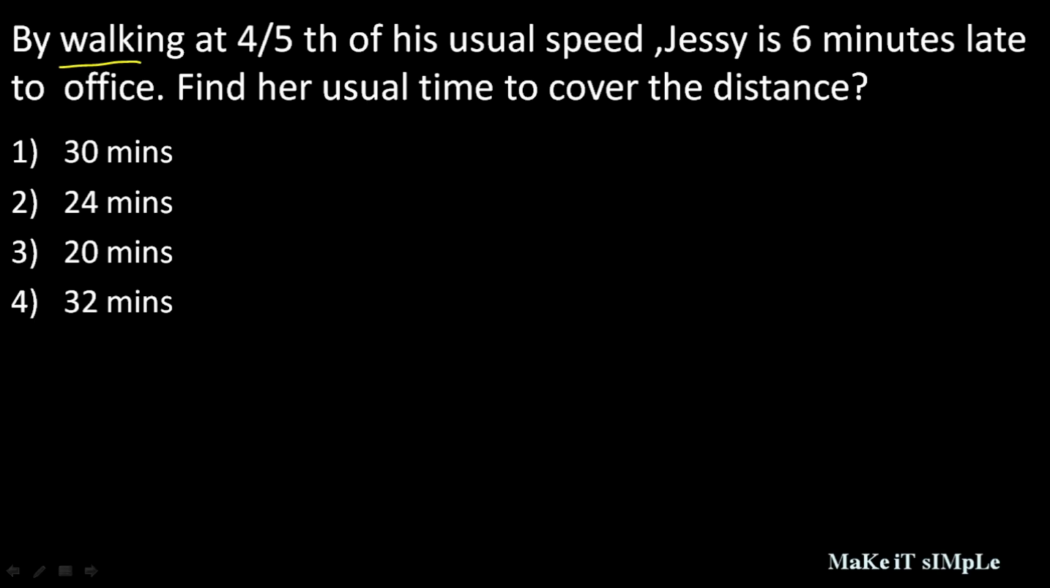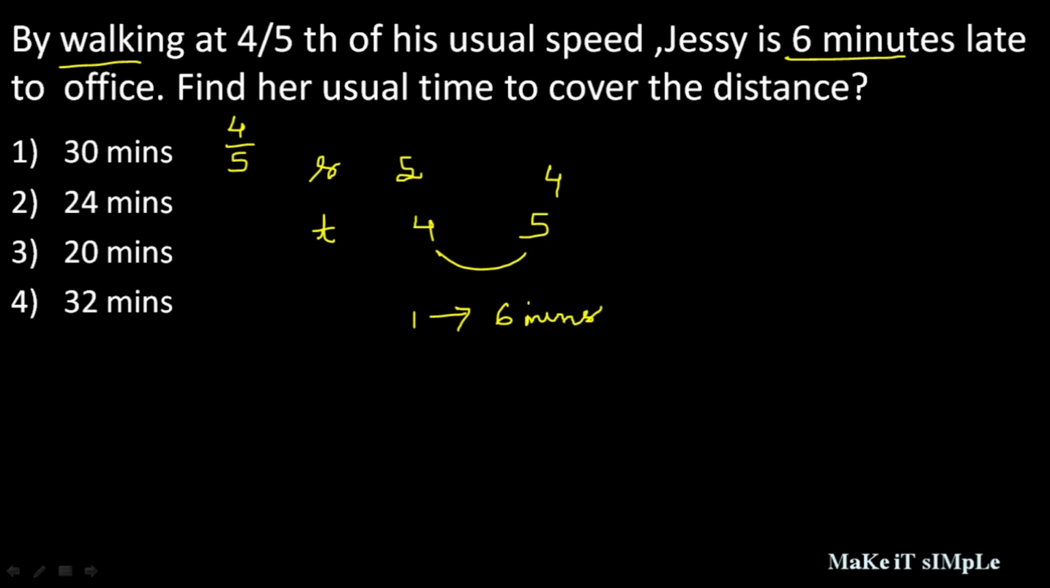Now since the distance remains the same, here we can use our ratio method. The ratio of the speed is 5 to 4, so the time ratio will be the inverse of this speed ratio, so 4 is to 5. The actual value they have given is 6 minutes. Here the change in time is 1 unit. If 1 unit is 6 minutes, the usual time, which the question asks for, is 4 units. So 4 units is 4 into 6, that is 24 minutes. So 24 minutes is the answer.